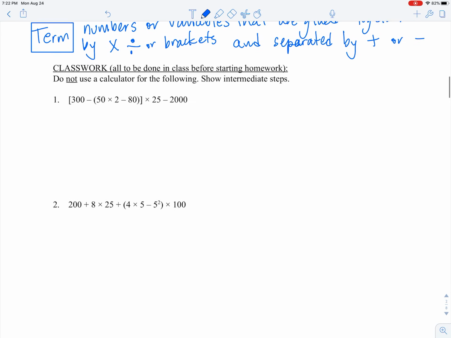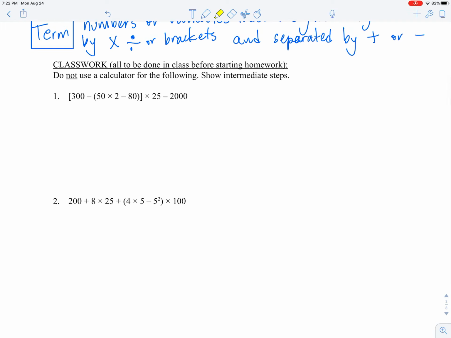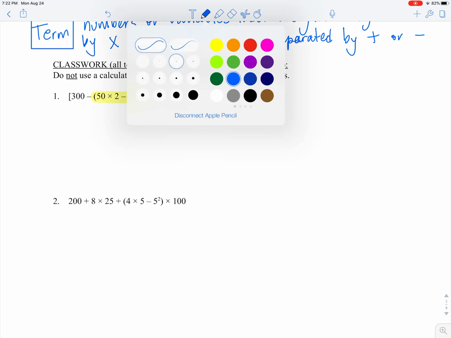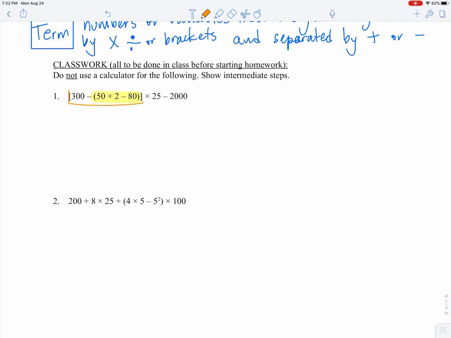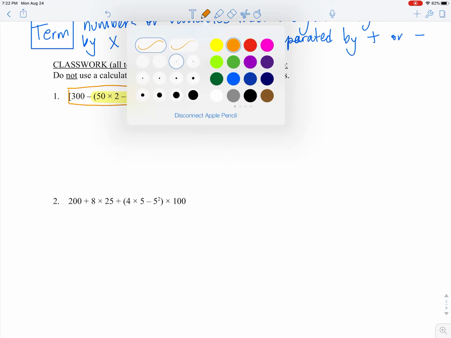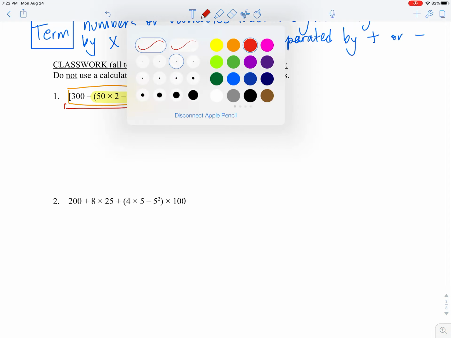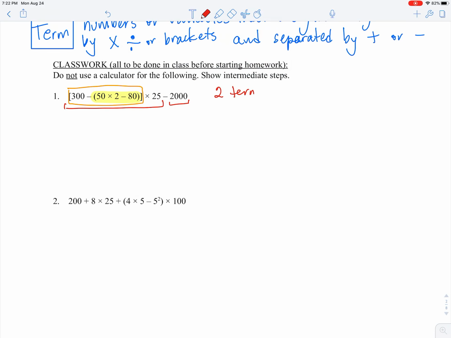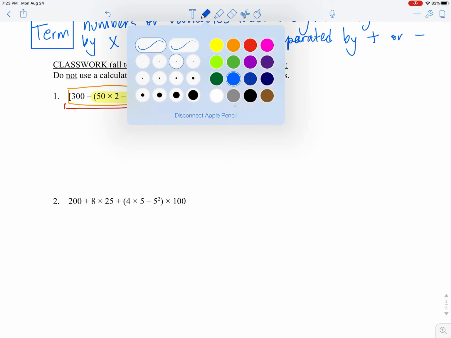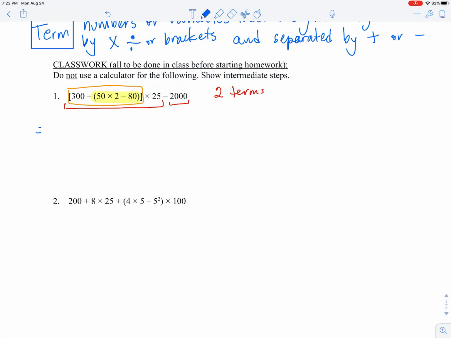So when we look at this first question, I see that we have this set of brackets, and then I'm going to multiply whatever that answer was by the 25, and then I've got this separate 2,000. So in this question there really are 2 terms. I'm going to start with the highlighted section first and work out from there.